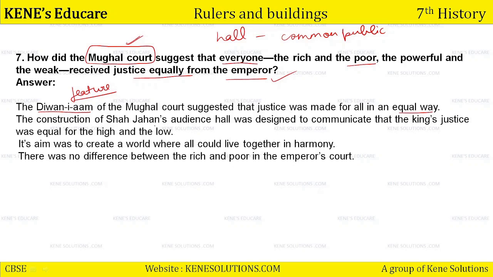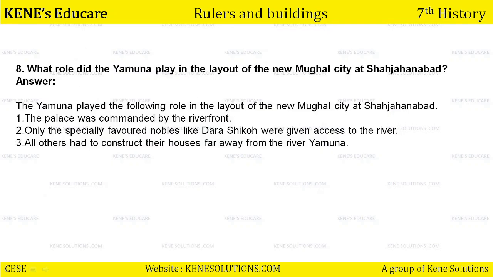The construction of Shah Jahan's audience hall was designed to communicate that the king's justice was equal for the high and the low. Its aim was to create a world where all could live together in harmony. There was no difference between the rich and poor in the emperor's court. Okay? Coming on to question number 8.